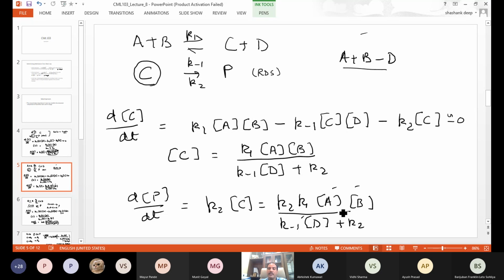The third rule, what does it tell? If there is a term in the denominator, only one concentration term, it must have formed in a step prior to the rate determining step. Okay, so if there is a D here, and there is no other concentration term, D must have formed in one step prior to the rate determining step. So the rate determining step is this, so D must have formed here.